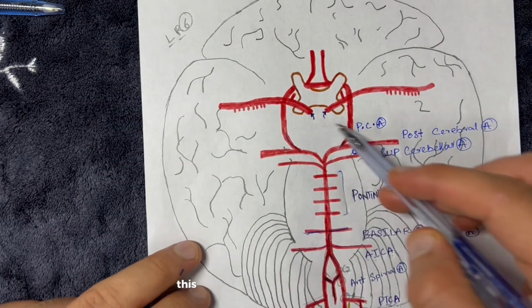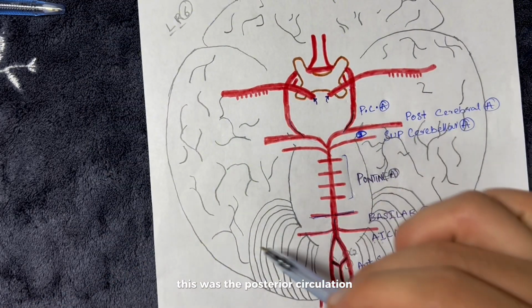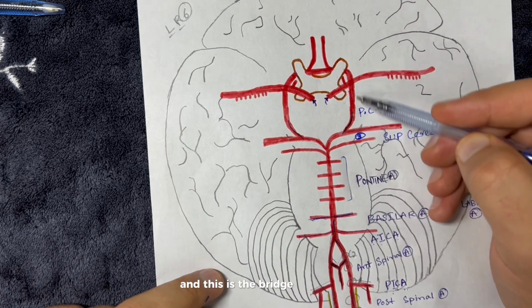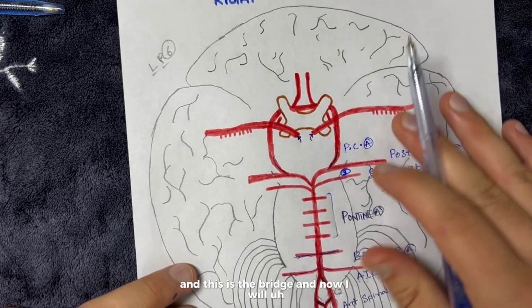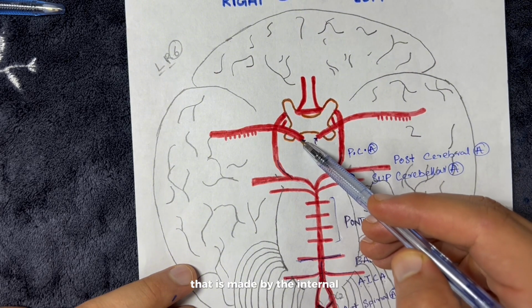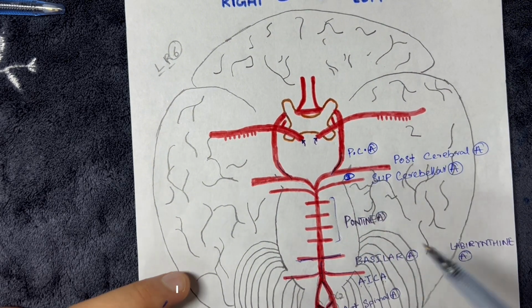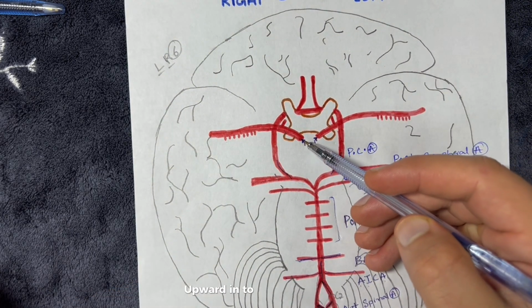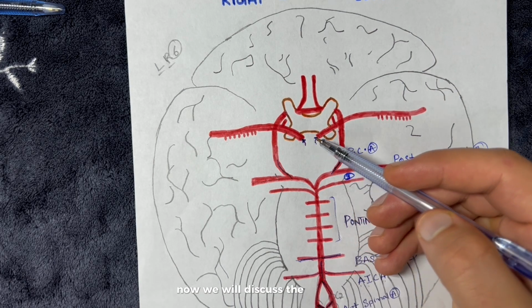Okay, so this was the posterior circulation of the brain, and this is the bridge. And now we will dive into the anterior circulation of the brain, which is made by the internal carotid artery here. I have already described how it moves upward into the cranial cavity. Now we will discuss the branches.